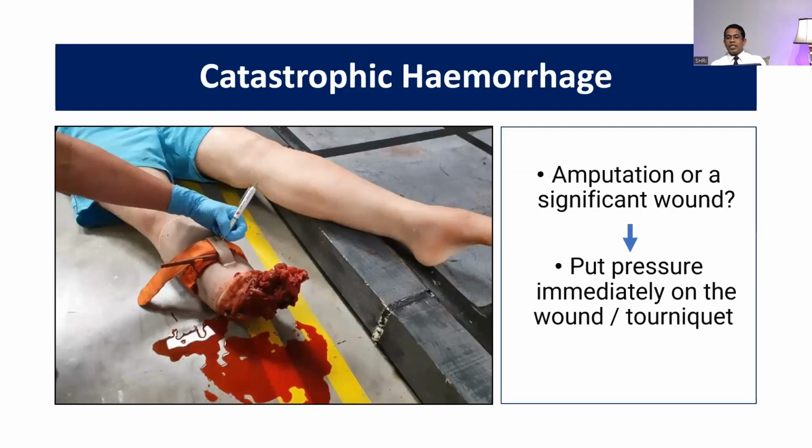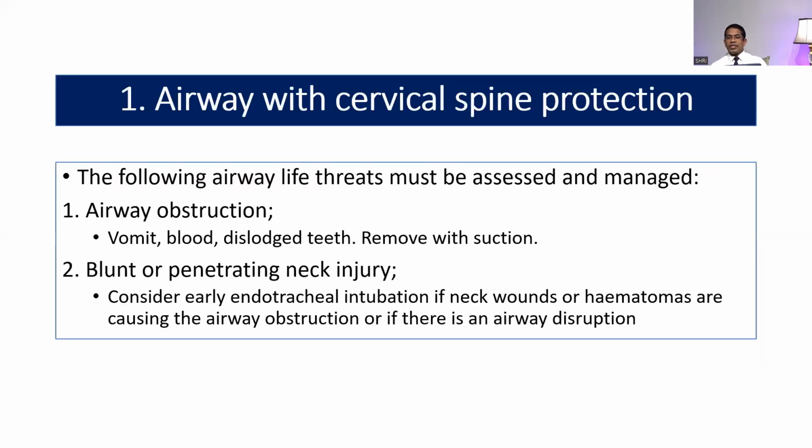Okay. For example, you can see this amputated limb. Probably he might die. All the blood might escape from his body, and he might die because of this catastrophic bleeding. Unless we control that, the patient might die. Therefore, appropriate measures, for example, immediate application of pressure, or sometimes a tourniquet, are mandatory to control the catastrophic bleed. We'll go to the A first, airway.